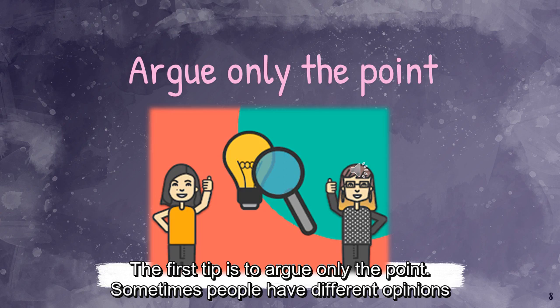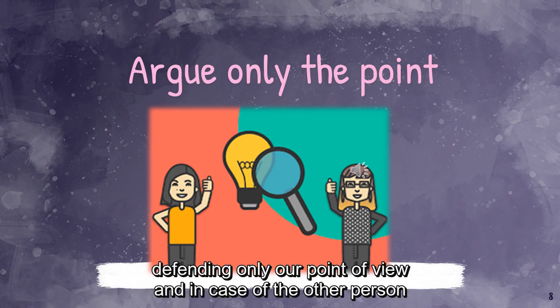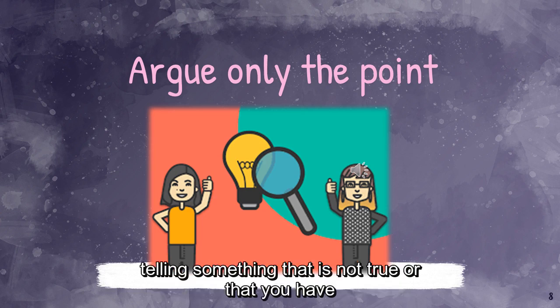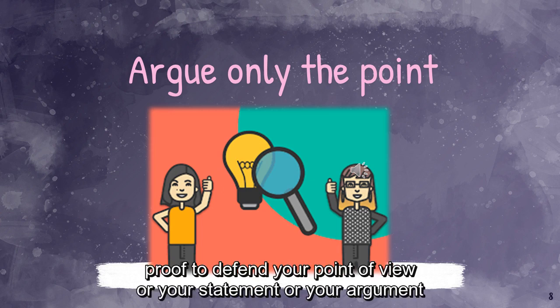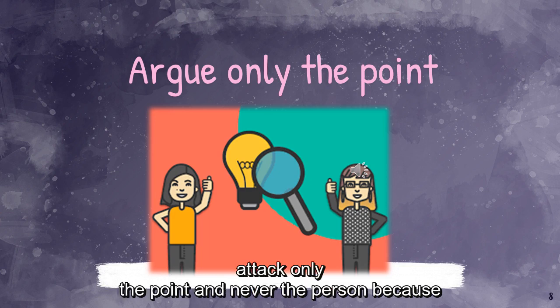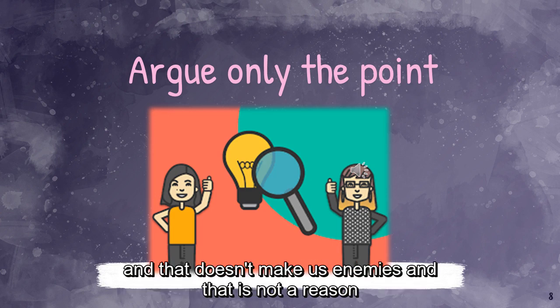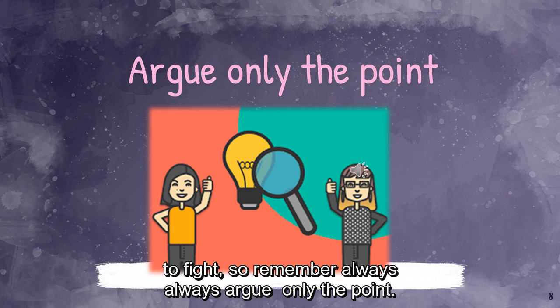Sometimes people have different opinions than ours, so we have to be really conscious about defending only our point of view, and in case the other person says something that is not true or that you have proof against, you have to be clear that you attack only the point and never the person, because people always have different opinions than ours, and that doesn't make us enemies, and that is not a reason to fight. So remember, always argue only the point.